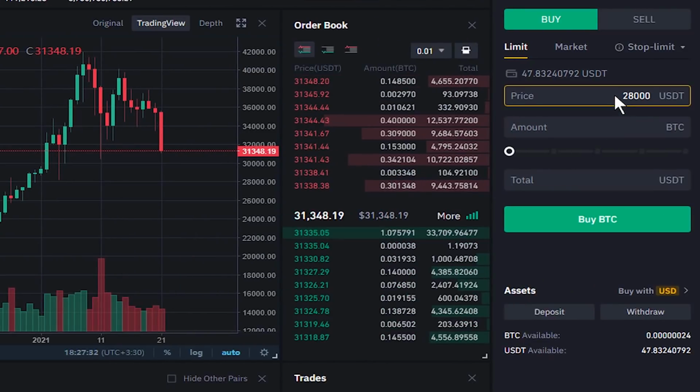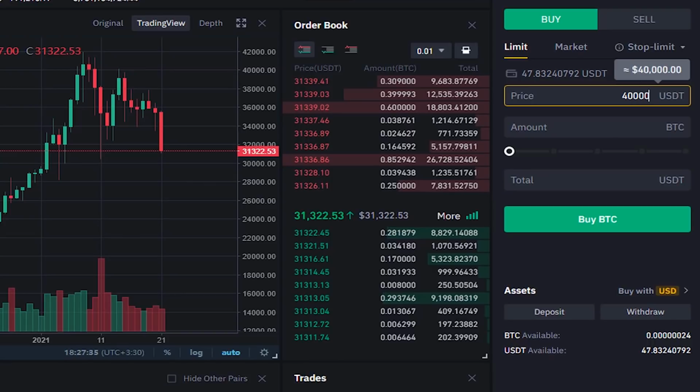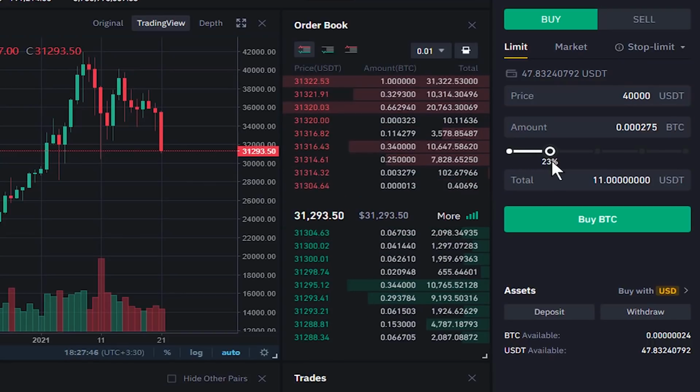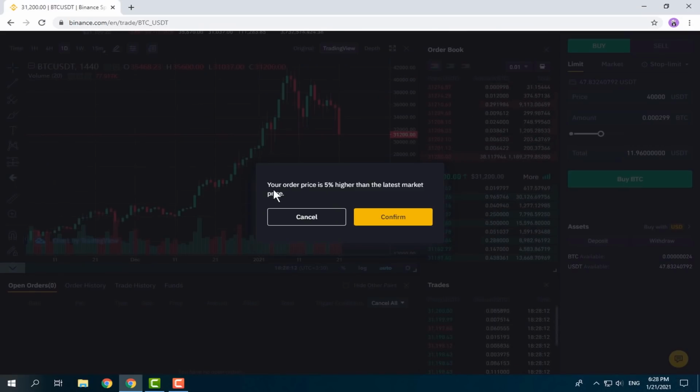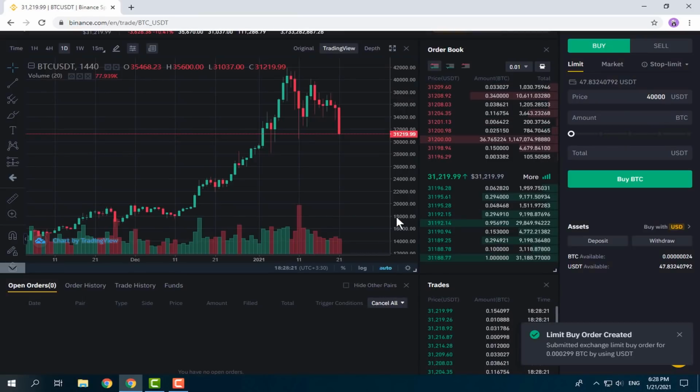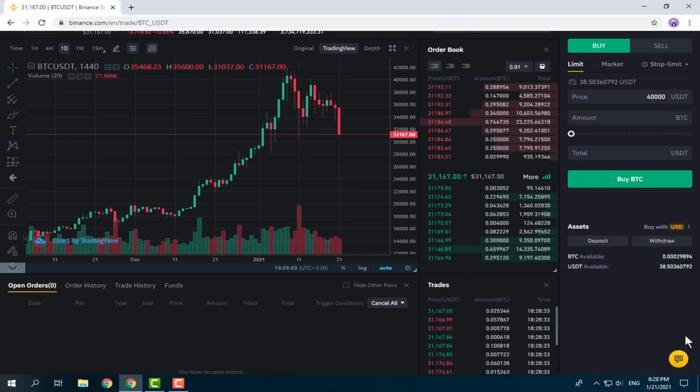For example, let's place our limit price on 40,000 and the amount, for example, 25% of our available Tether, and we click on buy BTC, and it shows this message that your order price is 5% higher than the latest market price. And if we click on confirm, it's done and the order executed instantly. Why? Because as I said, limit orders are executed at the limit price or a better price, and in this case that we are buying, the current price is better than the price that we set for our limit price, so the order executed immediately at the current price of the market.